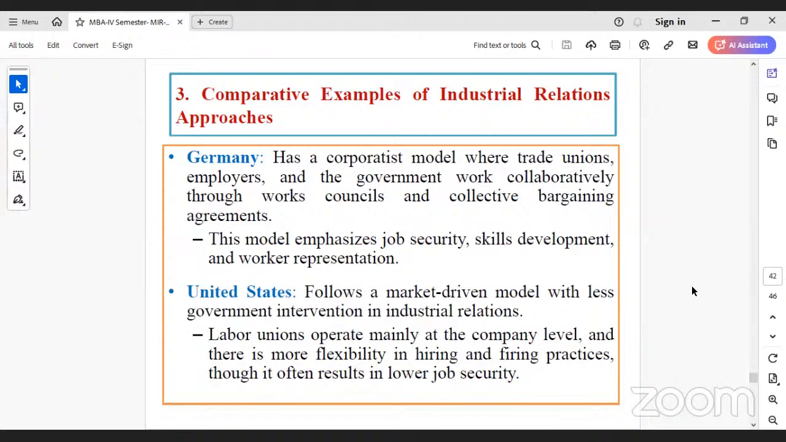When it comes to the US, it follows a market-driven model with less government intervention in industrial relations. Labor unions operate mainly at the company level, and there is more flexibility in hiring and firing practices, though it often results in lower job security. They are not going to stick to a particular thing; at the end of the day they reach their target, but in the middle, we can't say whether they are going to continue with the existing company or not.